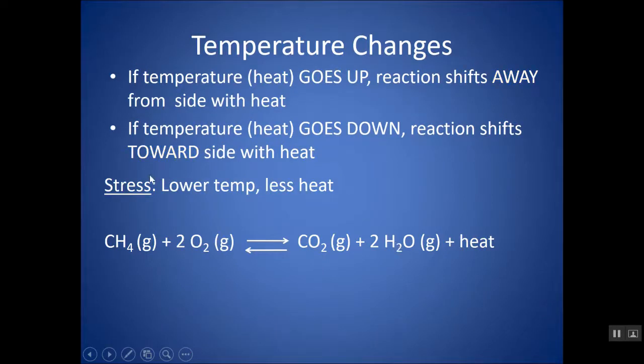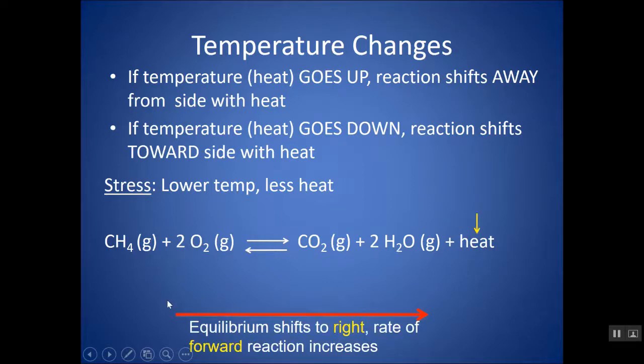Okay, the opposite: if I have a lower temperature or less heat, here again is heat. Heat goes down, the reaction shifts toward it: more away, less toward. So the reactants would be going down over time, since I'm using them up. The products would go up over time. And so heat would now be going slowly back up to counteract that stress of it initially being decreased.